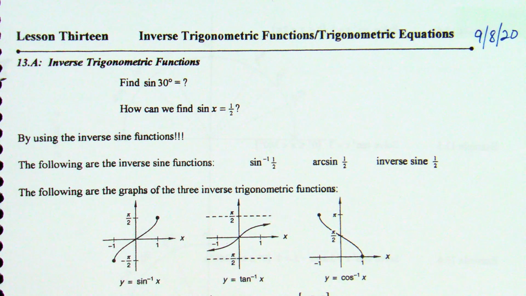So, if I say, find the sine of 30 degrees. What is the sine of 30 degrees? 1/2.